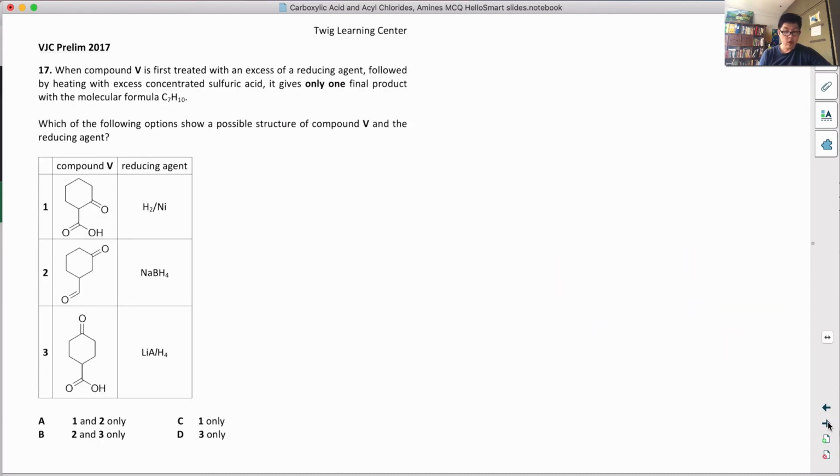So it's D. When a compound V is reacted with excess reducing agent followed by heating with excess concentrated sulfuric acid, it gives only one.